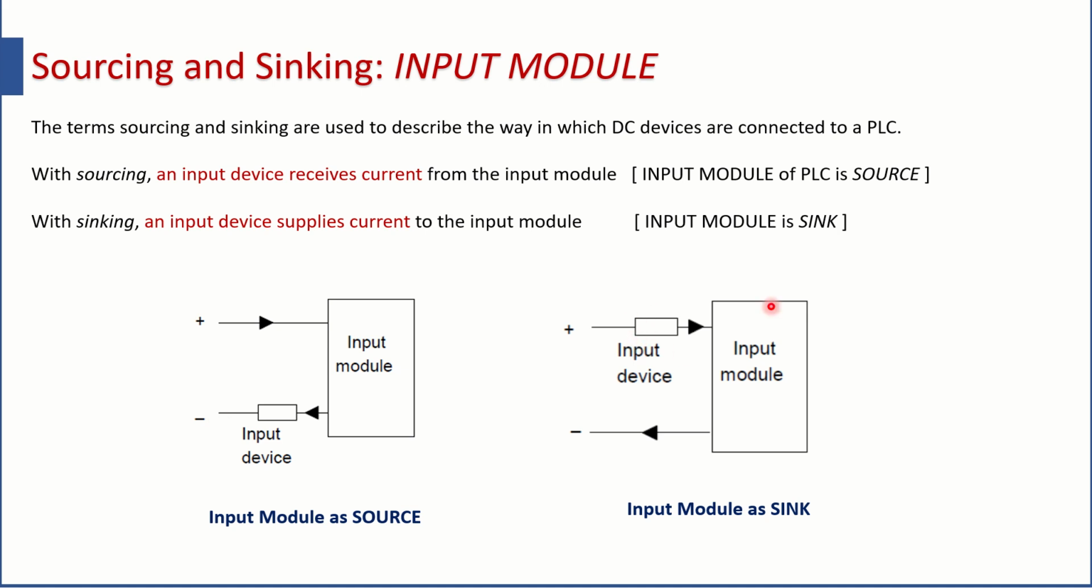And here again, if I am talking about the input module, when it is operating as a sink, you can think this is the input device through which the current is passing. In this case, one terminal of the input device is connected to the source, and one terminal is connected to the ground. So from the source, current is passing through the device. When the device is on, the current will pass. When the device is off, the current will not pass, and the current will flow through the input module and go to ground.